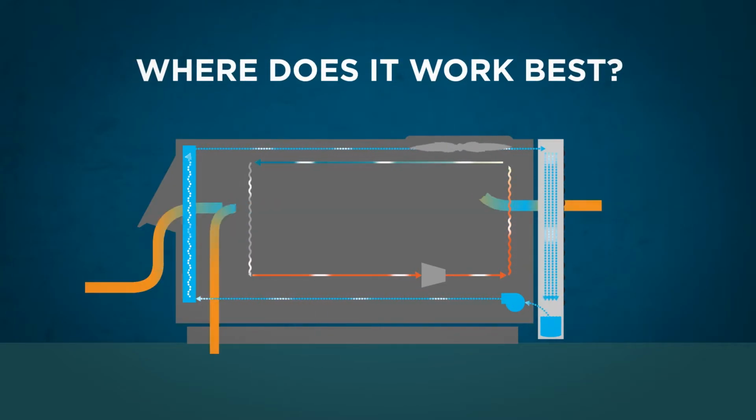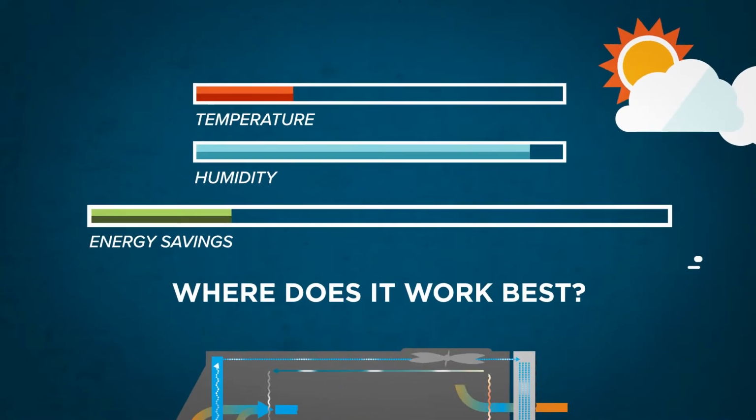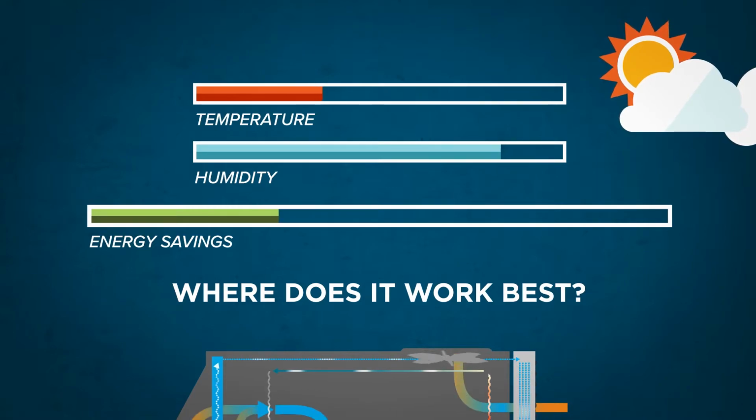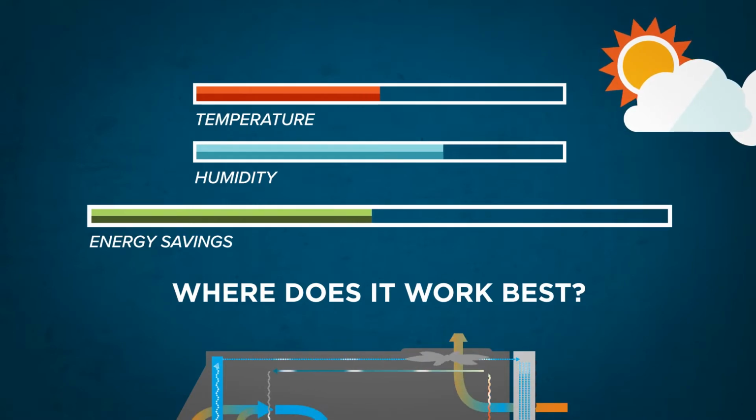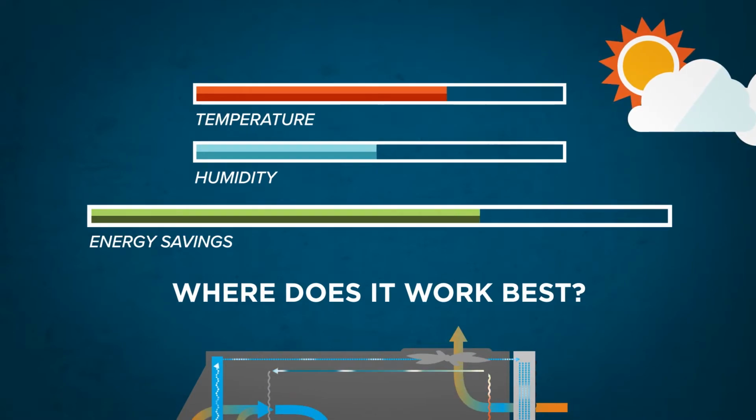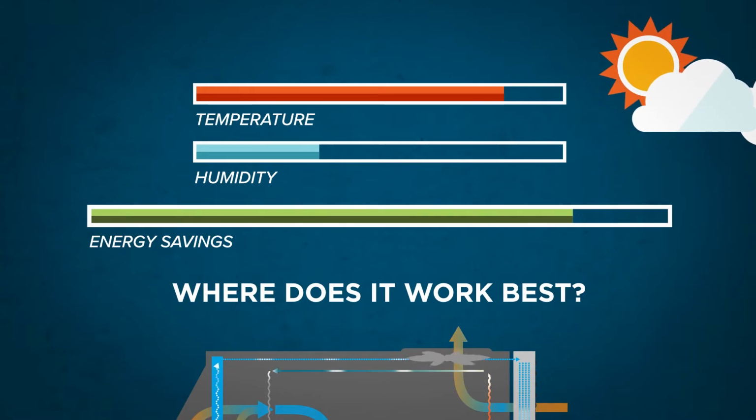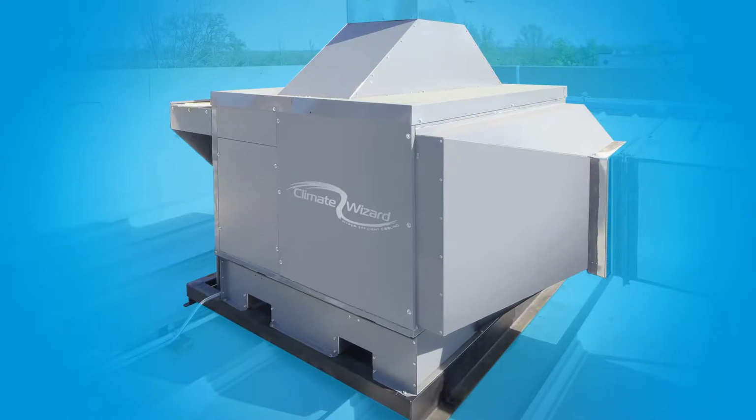DualCool is effective for a range of climates and applications, but the energy savings achieved increases as outdoor temperature increases and humidity decreases. So, DualCool is particularly well suited for hot, dry climates. This video will explain one evaporative ventilation air cooler called ClimateWizard.